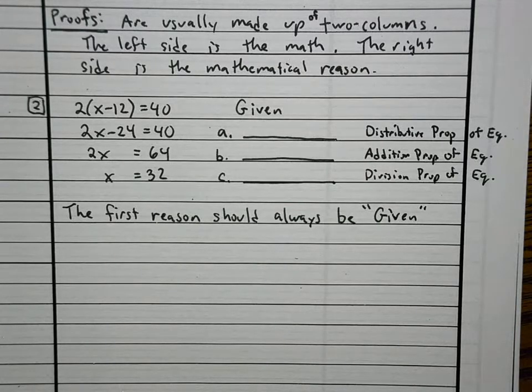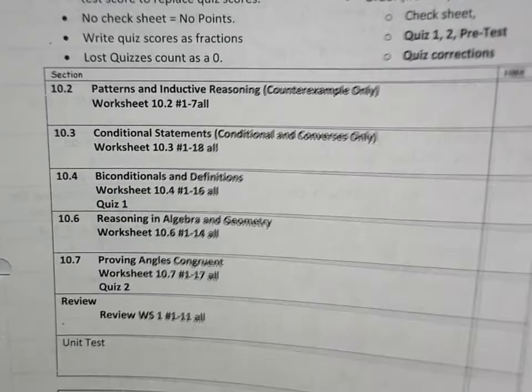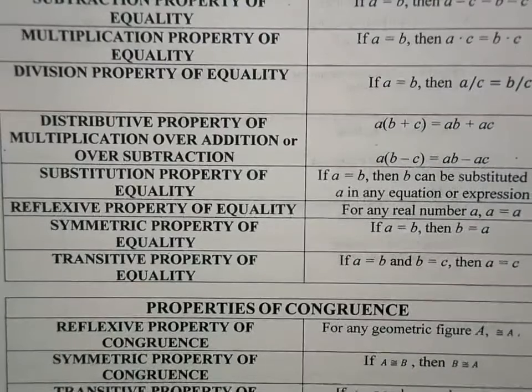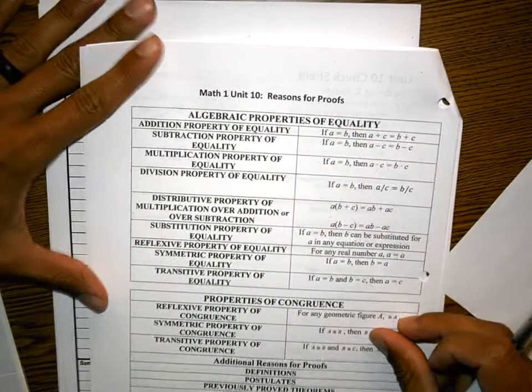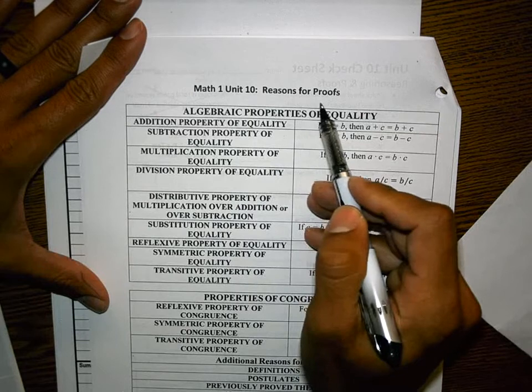Now, what that brings up to me is, man, what properties, what reasons are there in math? We have a whole list. If you look at your check sheet, have you seen it? Let me pull out a check sheet for those of you who haven't seen it. Here's my check sheet. I'm going to flip it over. Let me zoom out a little bit. Here are the reasons for proofs.